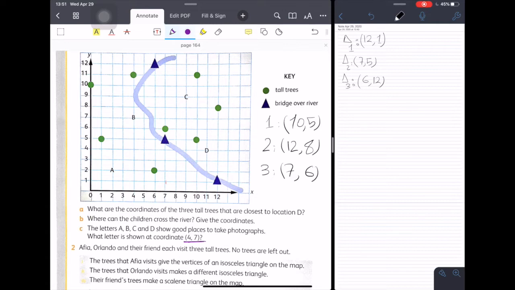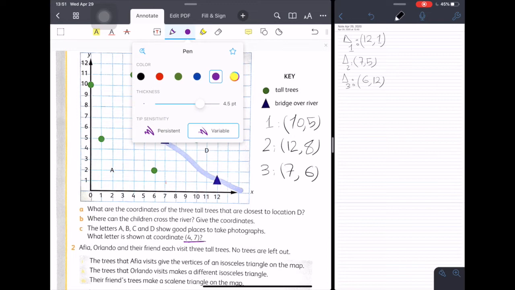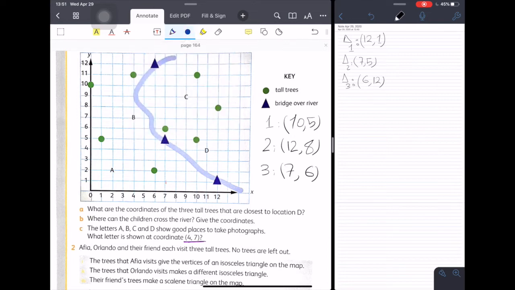Okay, so obviously we're going to have 4, starting from 4. X is 4 and my y is 7. So I will go 7 and 4. And yes, it is addressing point B.